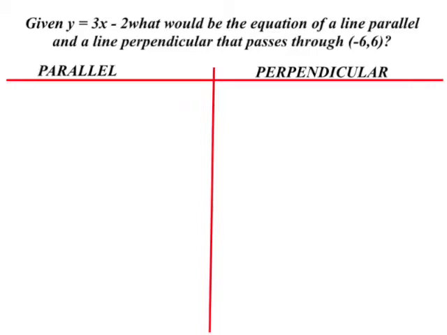Okay, so now it's time for you. So given y equals 3x minus 2, what would be the equation of a line parallel and a line perpendicular that passes through the point negative 6, 6? So go ahead and hit pause now, and let's see what you can do.